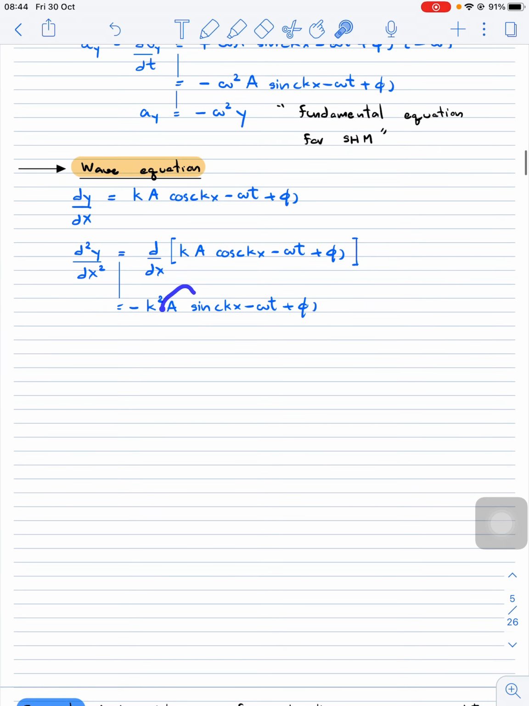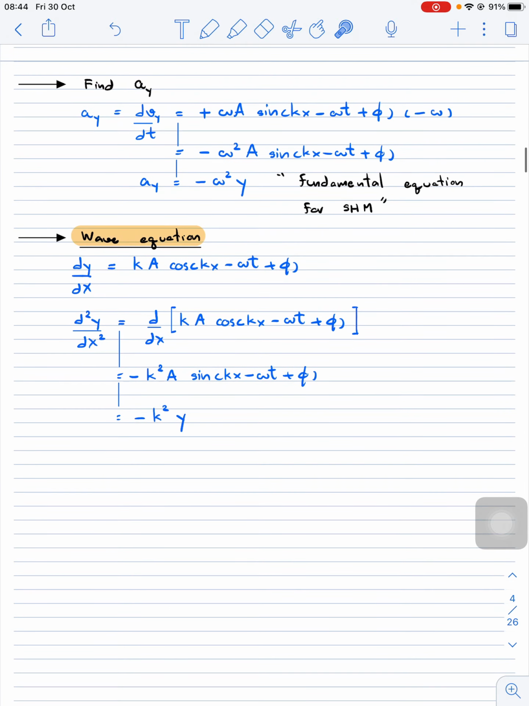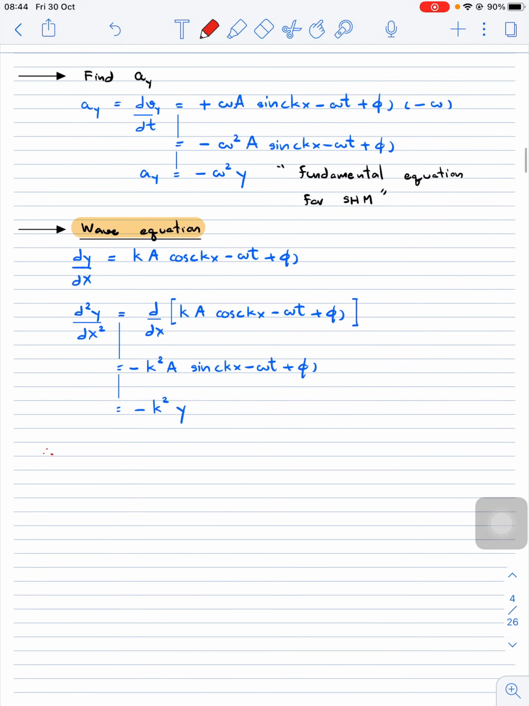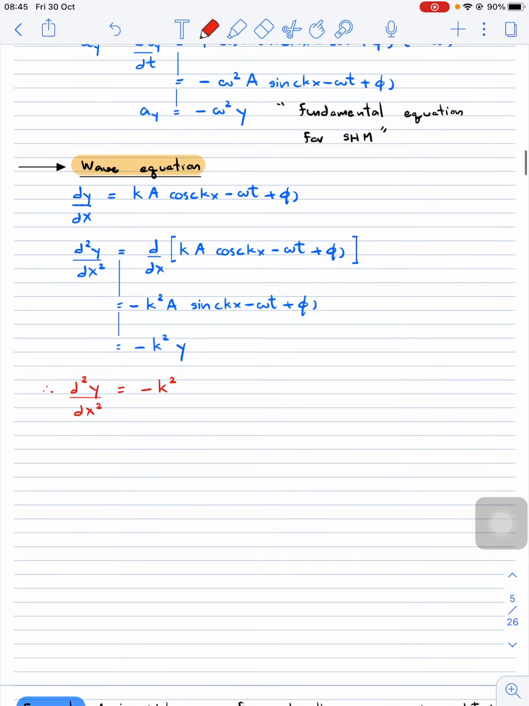Wait, actually, I forgot. This one is equal to y. So let me just simplify first, and then times the y, because this term is just equal to y. So now let's see this. If I combine these two equations together, for example, if I just substitute the y here into this equation, I'm going to get that d squared y by dx squared is equal to the negative of k squared.